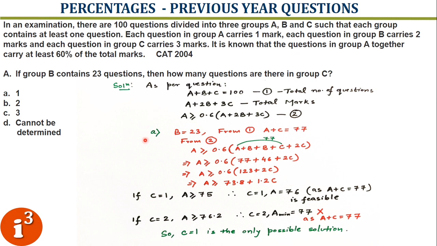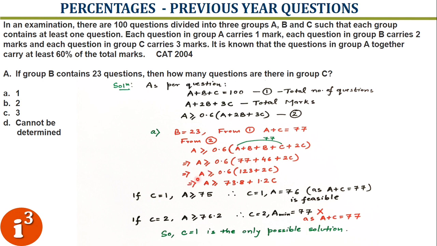Now what was the second equation? A should be greater than or equal to 0.6 into A plus 2B plus 3C. So what is A plus C? A plus C is 77. What is 2B? B is 23, so 2B is 46, plus 2C, into 0.6.